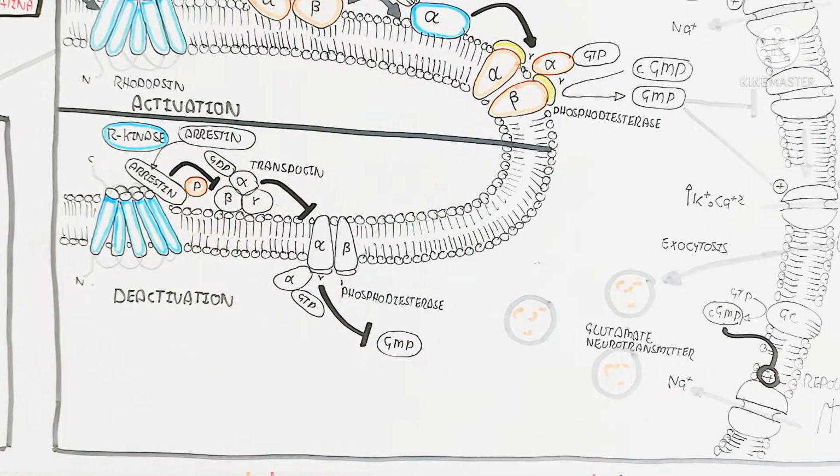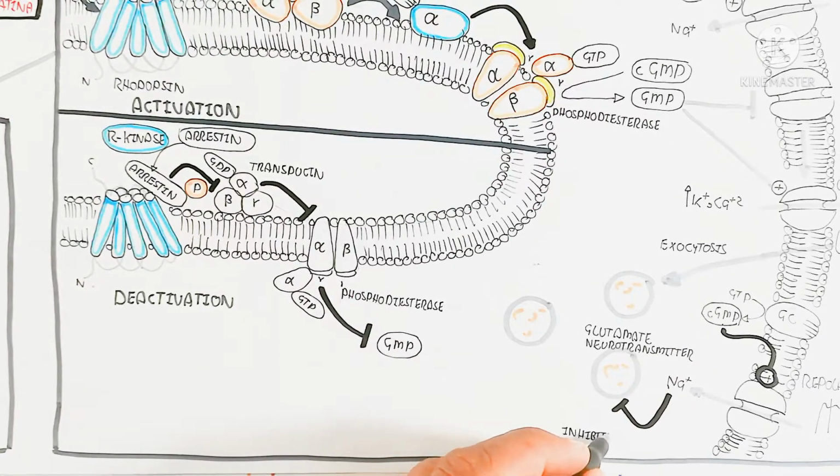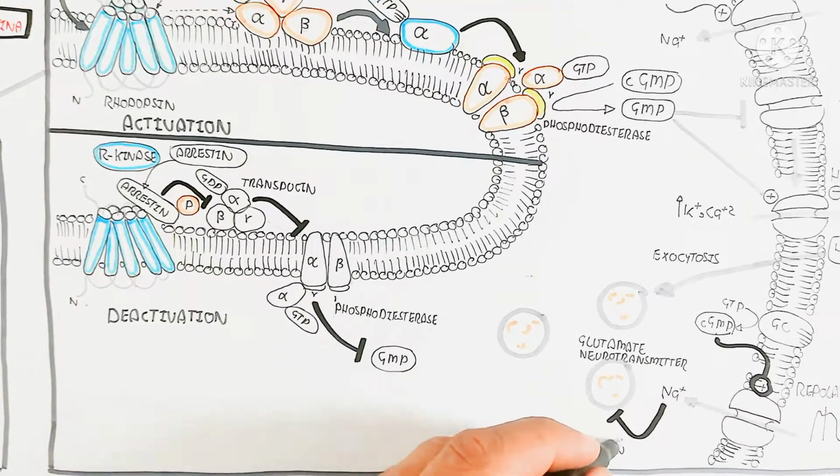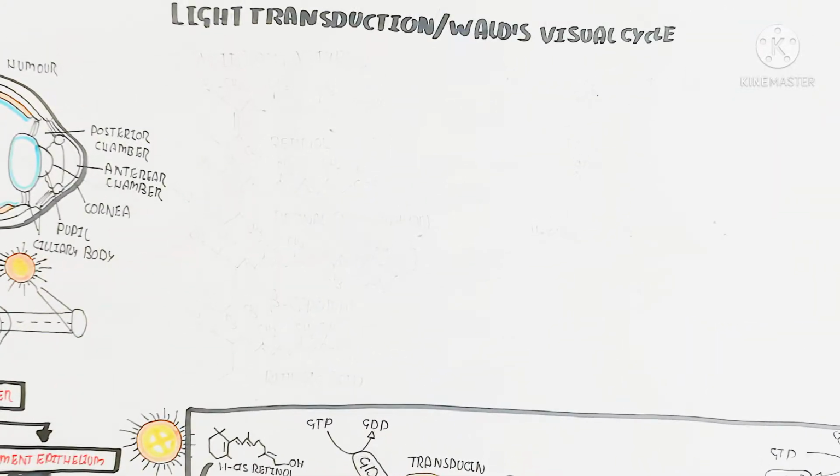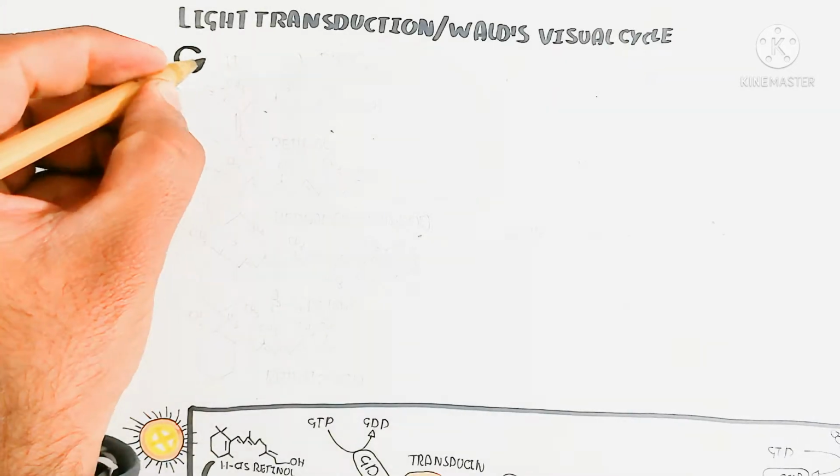So in this way this mechanism can be understood. It inhibits the vesicle exocytosis. A vesicle will not bind with the nerve, so the nerve impulse will not occur during the night time.